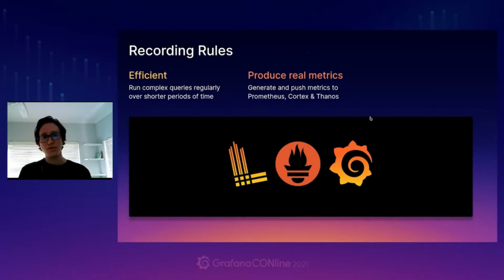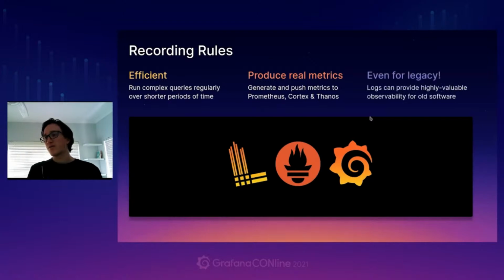Prometheus, since version 2.25, has allowed you to push metrics directly to it rather than its traditional pull mechanism. And for other Prometheus-like systems like Cortex and Thanos, they've had this feature as well for some time. So now we can push metrics directly into Prometheus, Cortex, and Thanos. And this is particularly interesting if you've got old software that you can't instrument with Prometheus metrics, but you have logs. You can now take those logs and turn them into metrics, which is exactly what we're going to demo now.